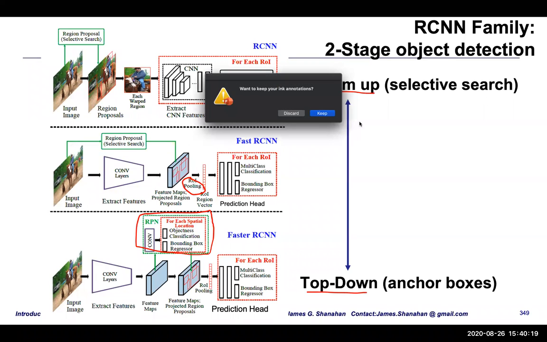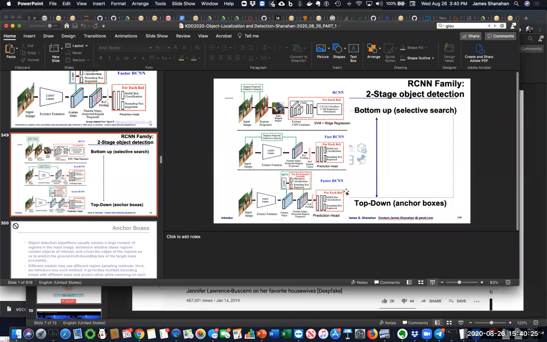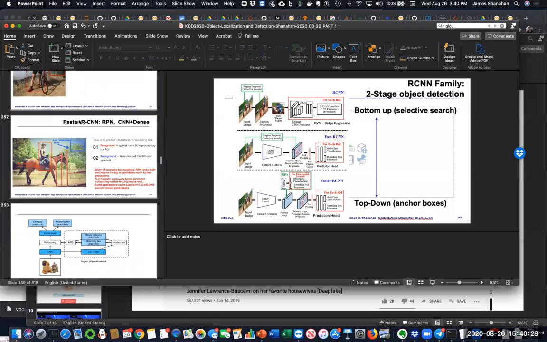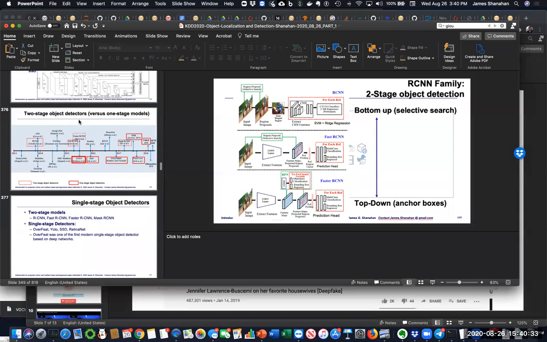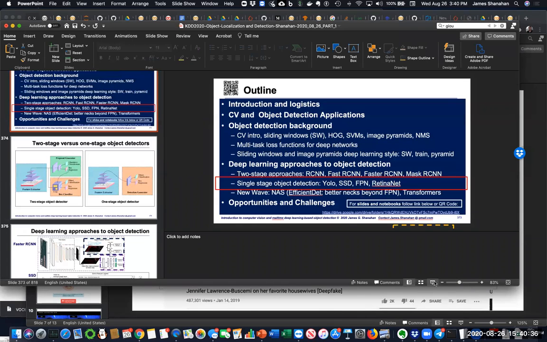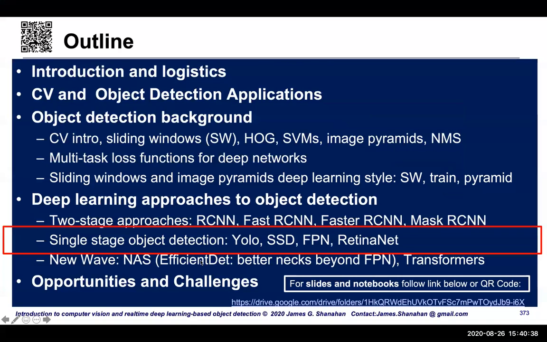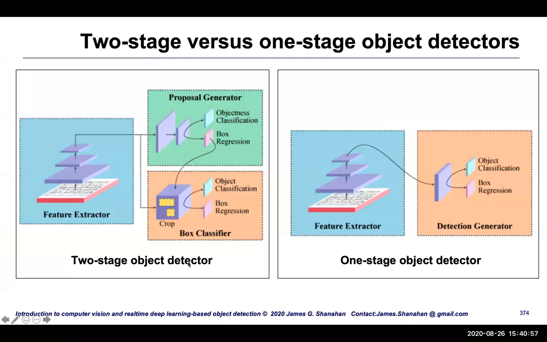Okay, I want to skip ahead here and talk about single stage models. Here we've got great examples: YOLO, SSD, FPN, RetinaNet, and so on. And I'm going to talk about YOLO in particular because I think it's a great way for us to master the concepts, which would be important. And then we'll talk about the new age problems.